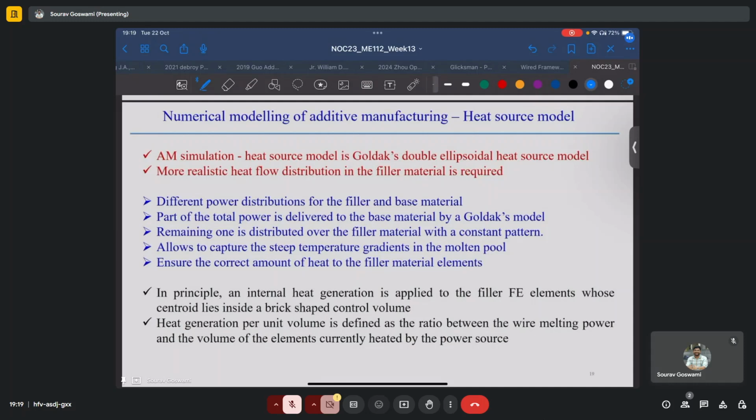Now, in principle, an internal heat generation is applied to the filler finite elements whose center lies inside a brick-shaped control volume. And heat generation per unit volume is defined as the ratio between the wire melting power and the volume of elements currently heated by the power source.